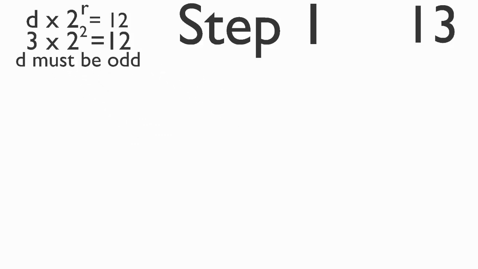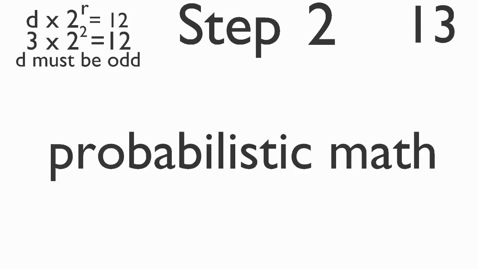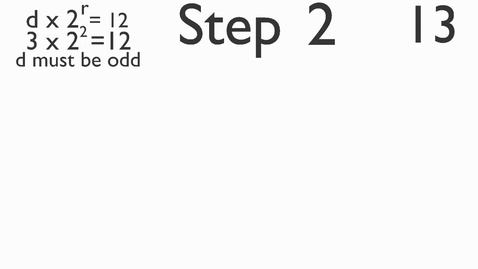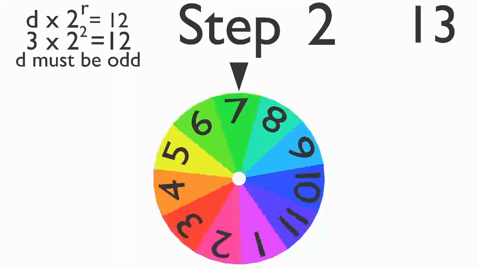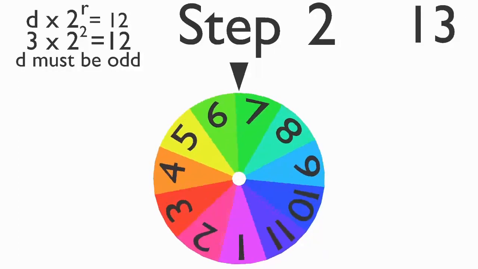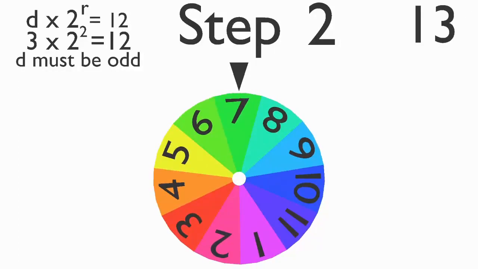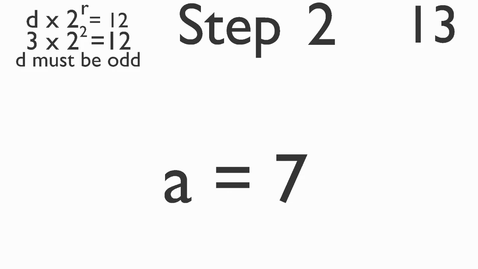Next step. Step 2. Now, step 2 might seem weird because it is going to use a randomly chosen number. This takes us into probabilistic math, meaning that whatever answer we will get will have a small chance of being wrong, but we'll deal with that later. So, here's step 2. We choose a number between 2 and 11, any number does the trick, and we call it a. Let's choose 7, so a equals 7.